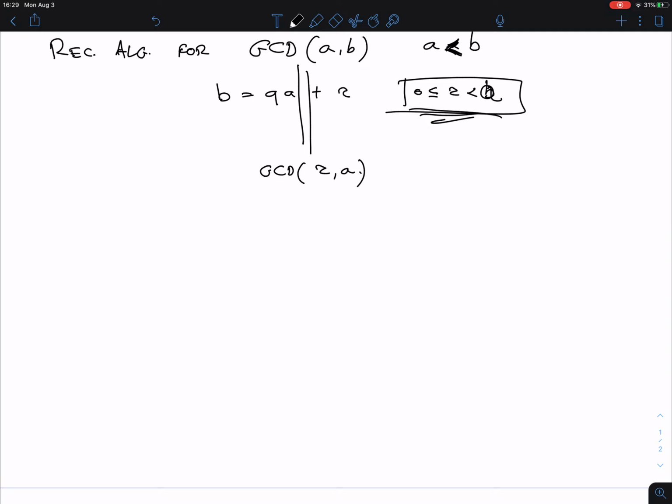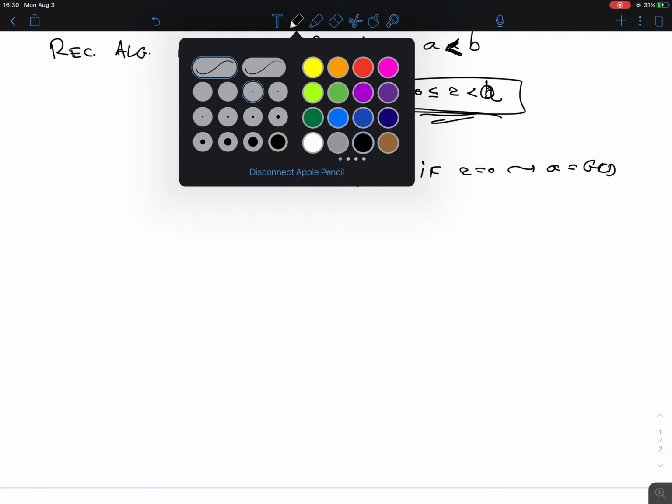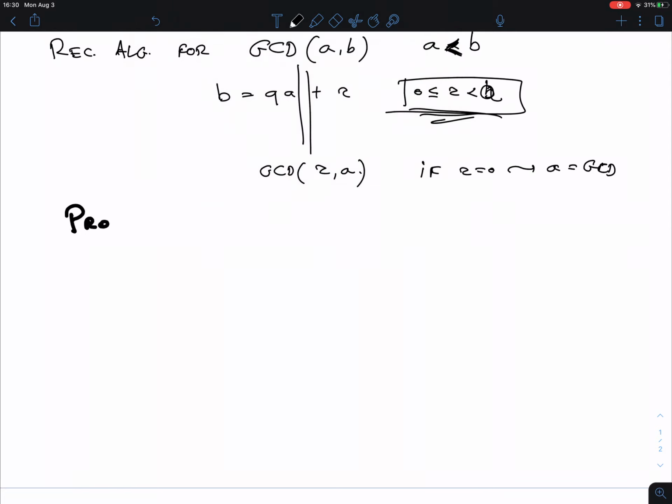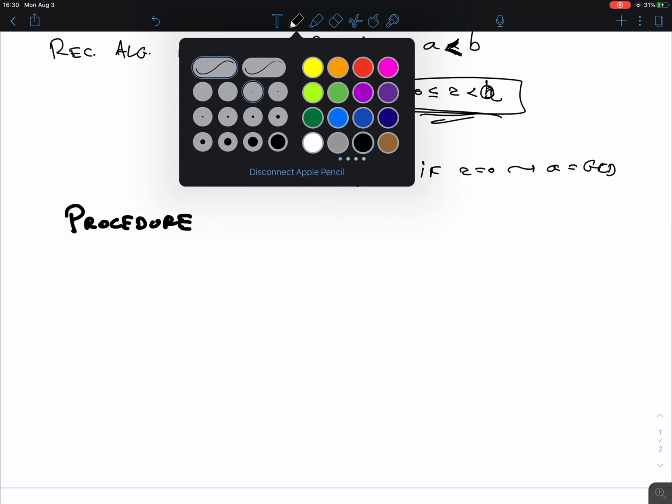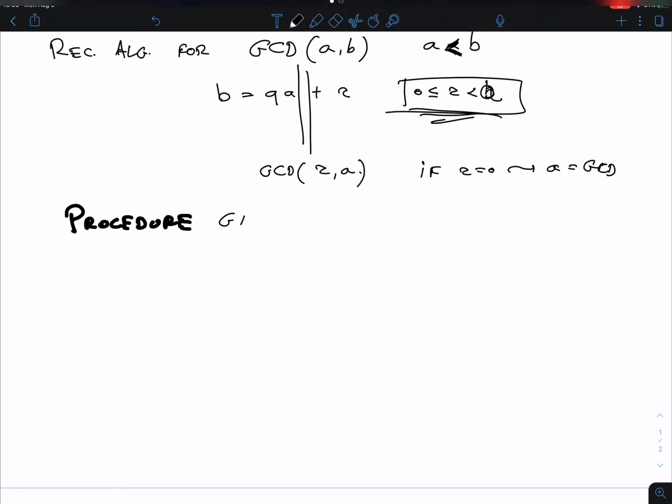If you look at this here, once R is 0, then A is the GCD. Of course, we have renamed A and B, so it's not the original A anymore. So let's see how this works in a procedure. It's clearer if I write it this way. So the procedure, let's call it GCD of A and B, with A less than B.